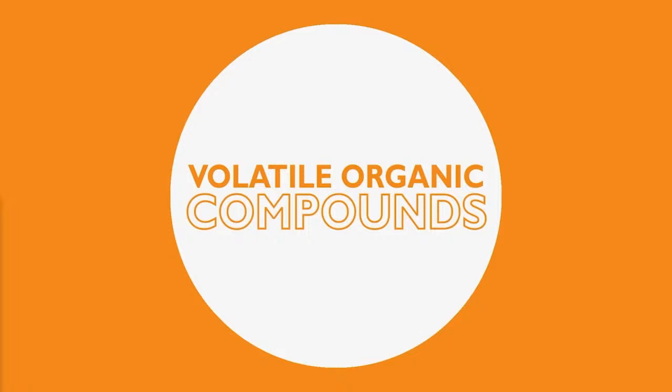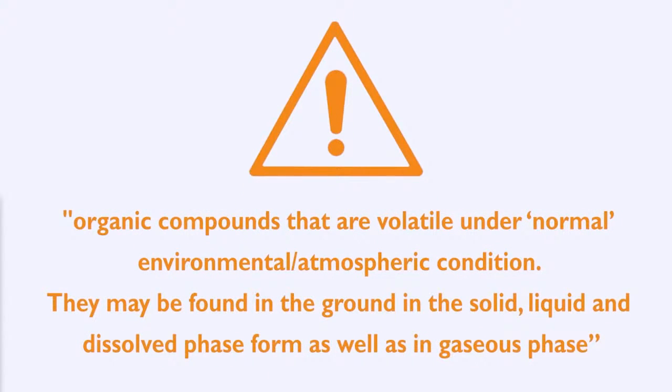A further consideration, dealt with primarily via CIRIA documents, is VOC contamination. VOCs, or volatile organic compounds, are defined in CIRIA 716 as organic compounds that are volatile under normal environmental atmospheric conditions. They may be found in the ground in the solid, liquid and dissolved phase form, as well as in gaseous phase. VOCs can be both man-made or natural and have a wide range of applications and sources, being found in everything from paints and coatings to plastics and cleaning products. Hydrocarbon fuels such as petrol and diesel are also forms of VOC.